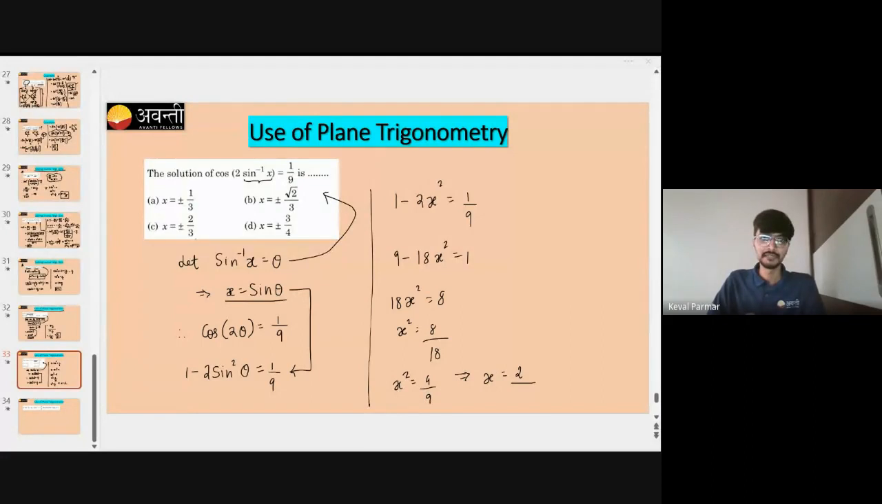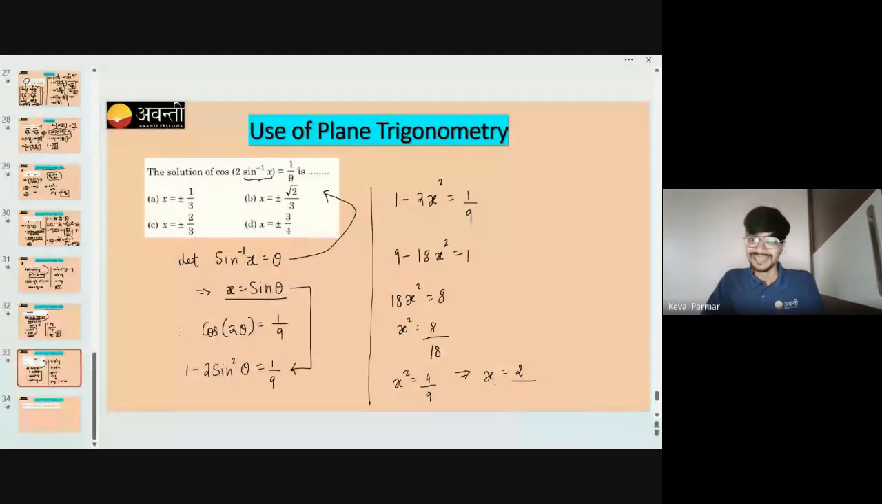Is my voice clear? Okay. Let's continue this. If I take the square root, I will get x equals plus or minus 2 by 3. So what option is this? It is option C. X equals plus minus 2 by 3. So this way we can use plane trigonometry.